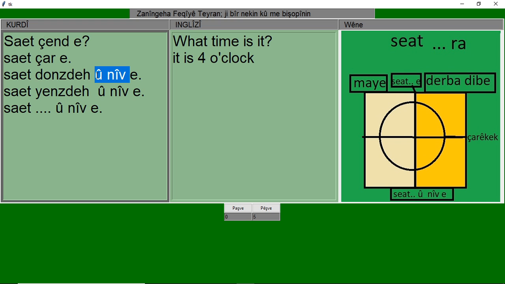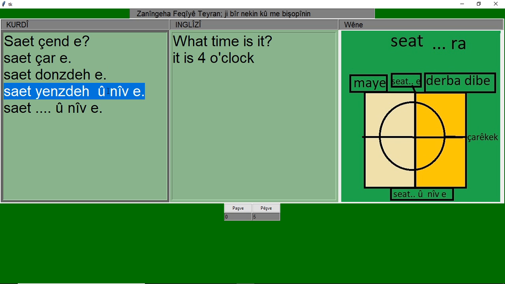So this was the full clock. When it is the exact time, we say this. When you want to say half, you say like this. You simply put this one.